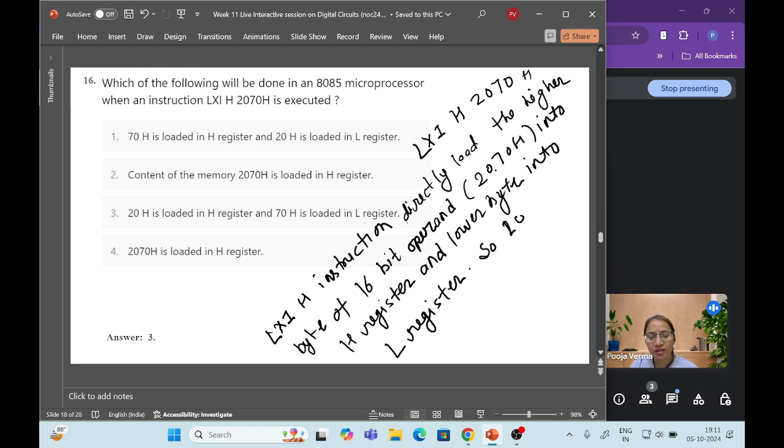20 is the higher byte, so it will be loaded into H, and 70 is the lower byte, so it will be loaded into L, right? So into H, 20H is loaded, and into L, 70H will be loaded. So option 3 will be the correct answer for this question. I hope you understand this question. So moving to the next question.